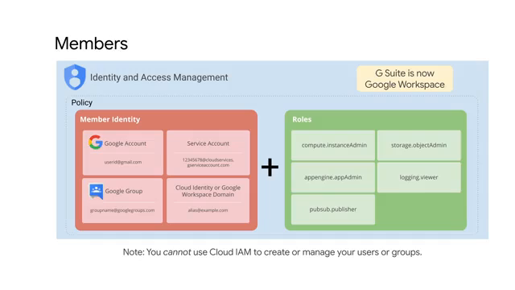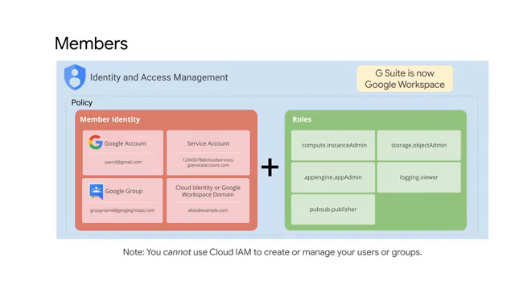A Google Group is a named collection of Google accounts and service accounts. Every group has a unique email address that is associated with the group. Google Groups are a convenient way to apply an access policy to a collection of users. You can grant and change access controls for a whole group at once, instead of granting or changing access controls one at a time for individual users or service accounts.